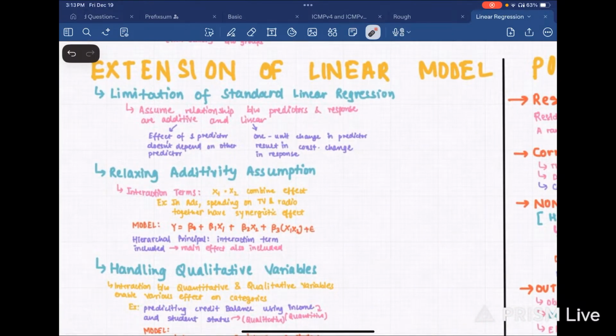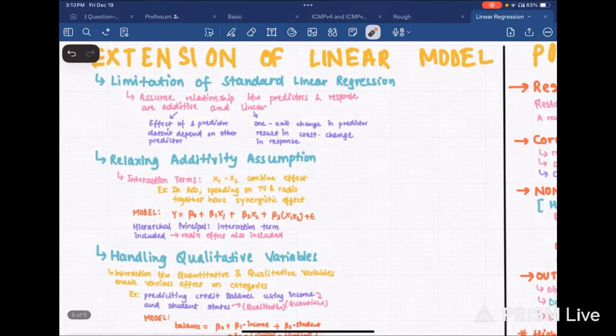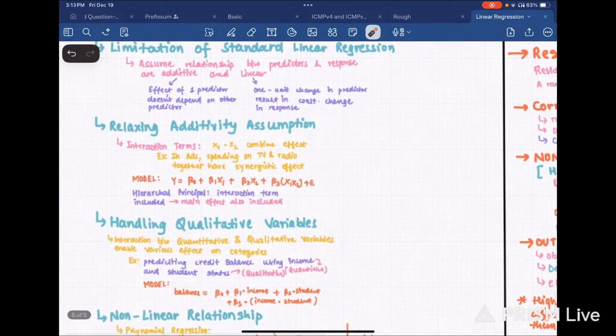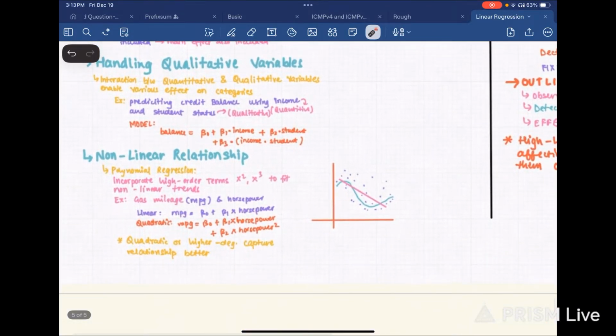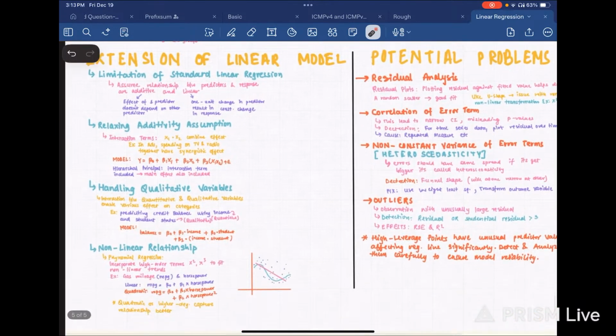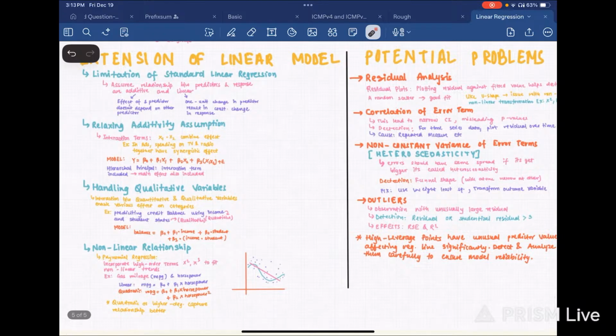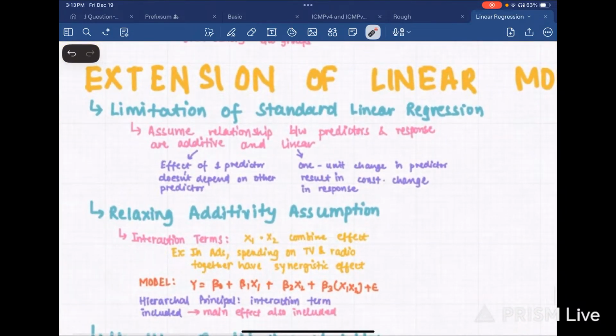One more thing we have to look at after this is the extension of the linear model. In this extension of the linear model, there are some limitations of the standard linear regression, and there is relaxing additive assumptions, handling qualitative variables, and non-linear relationships. So in the extension of the linear model, we have these four things as important. One of these is the limitation of the standard linear regression.